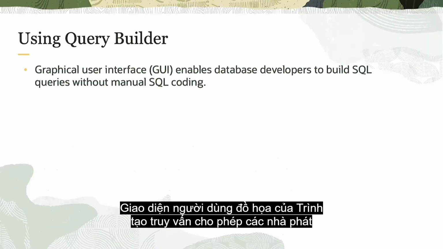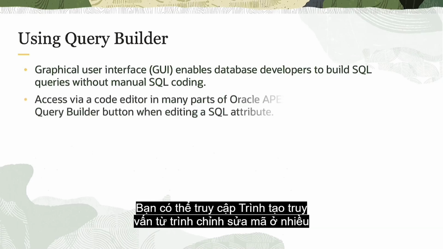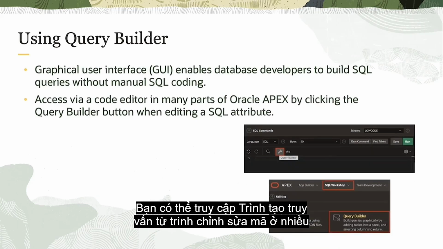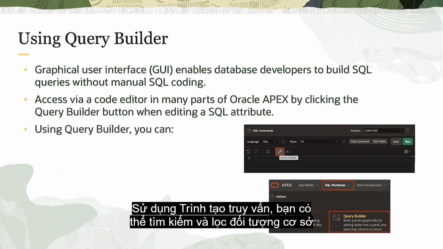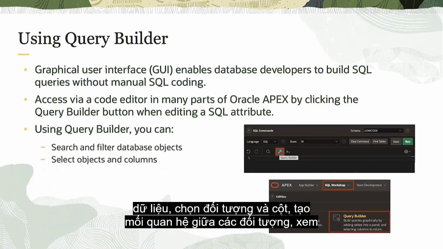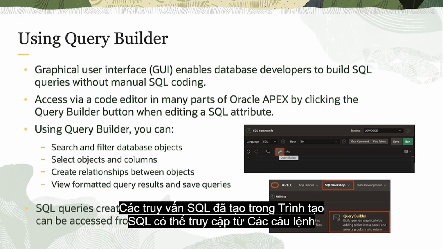Query Builder's graphical user interface enables database developers to build SQL queries without the need for manual SQL coding. You can access Query Builder from a code editor in many parts of the Oracle Apex by clicking the Query Builder icon when editing a SQL attribute. Using Query Builder, you can search and filter database objects, select objects and columns, create relationship between objects, view formatted query results, and save queries with little or no SQL knowledge. SQL queries created in the SQL Builder can be accessed from SQL commands.